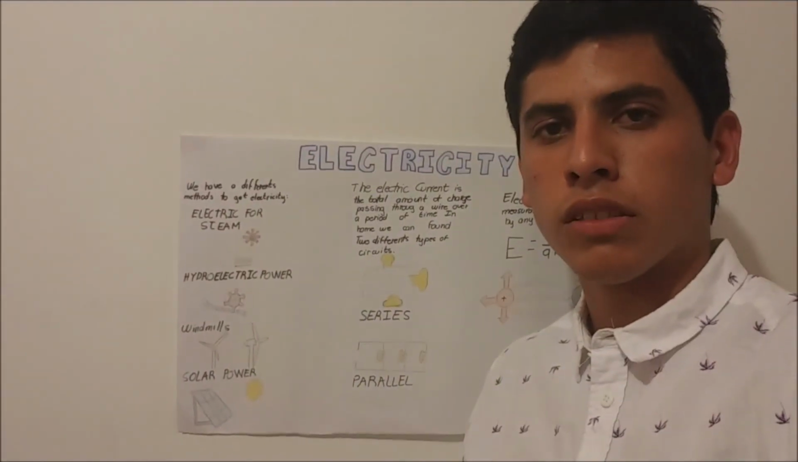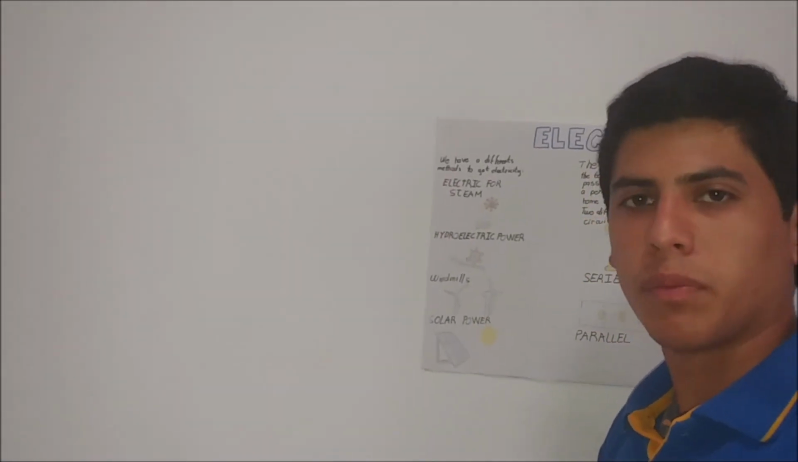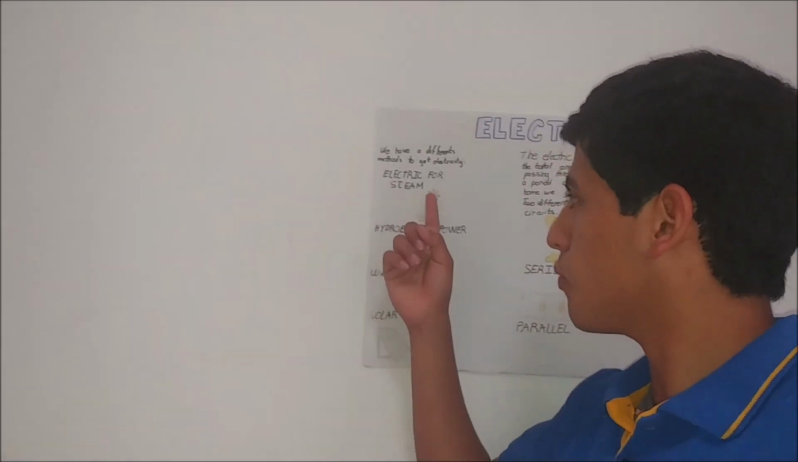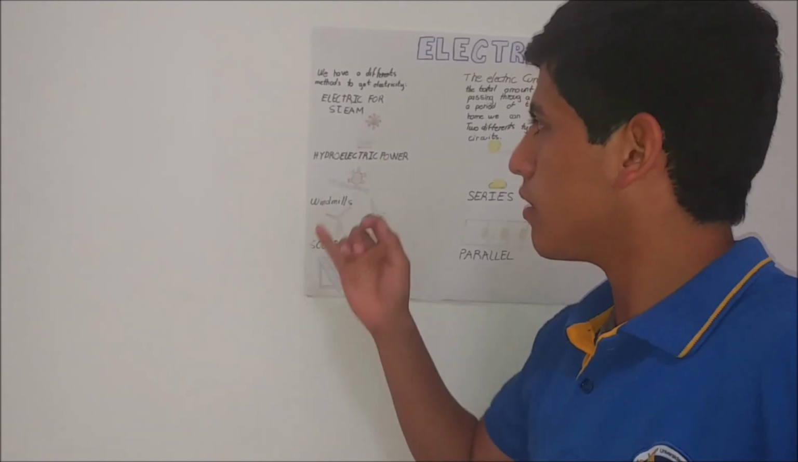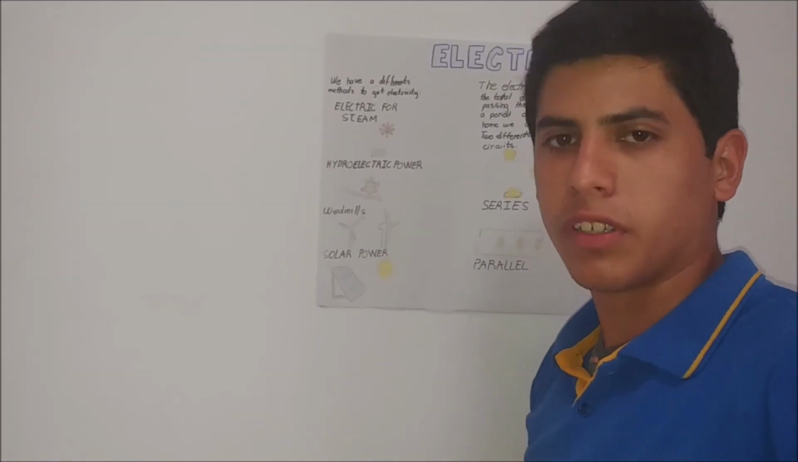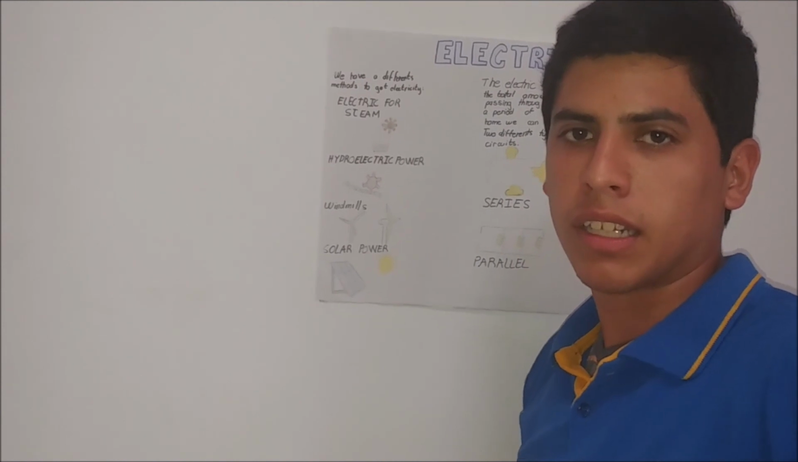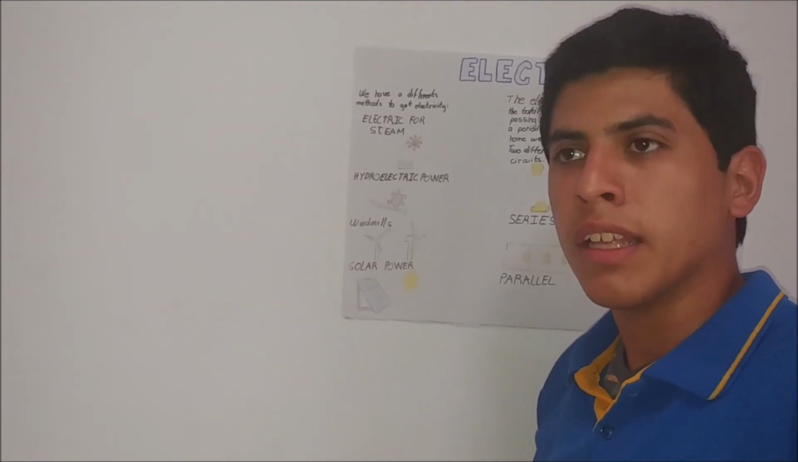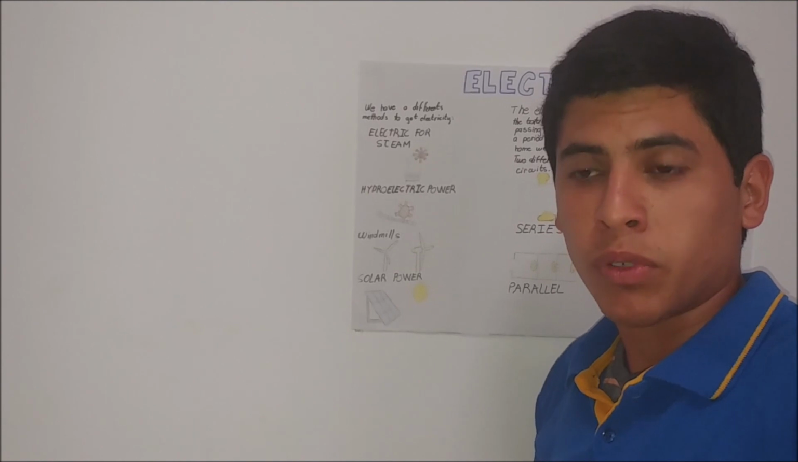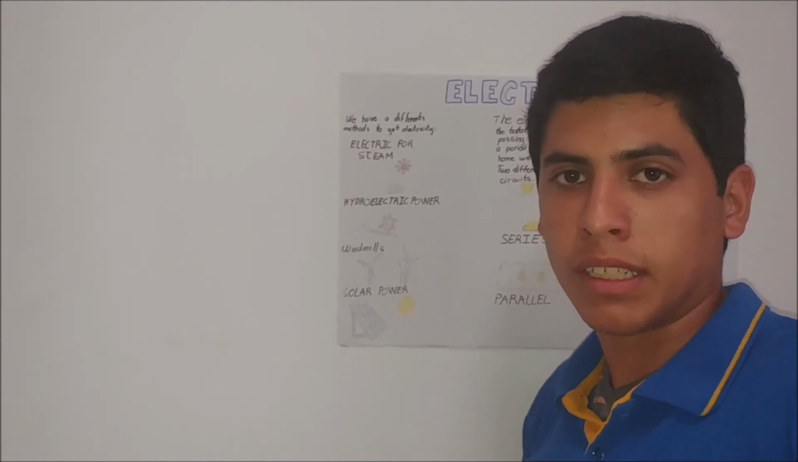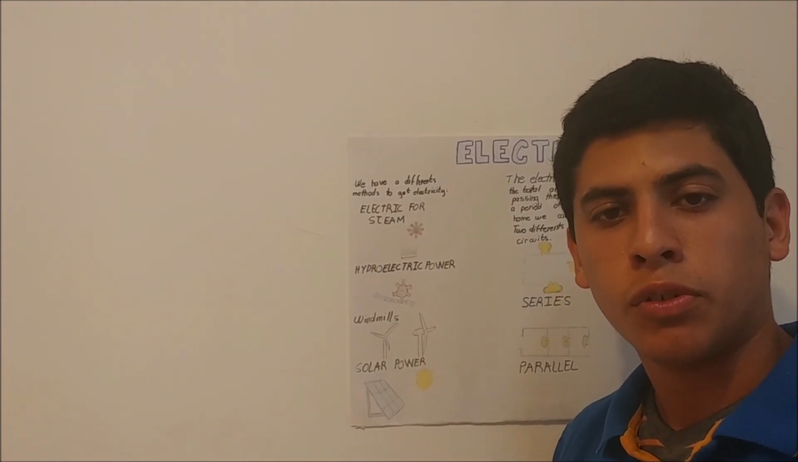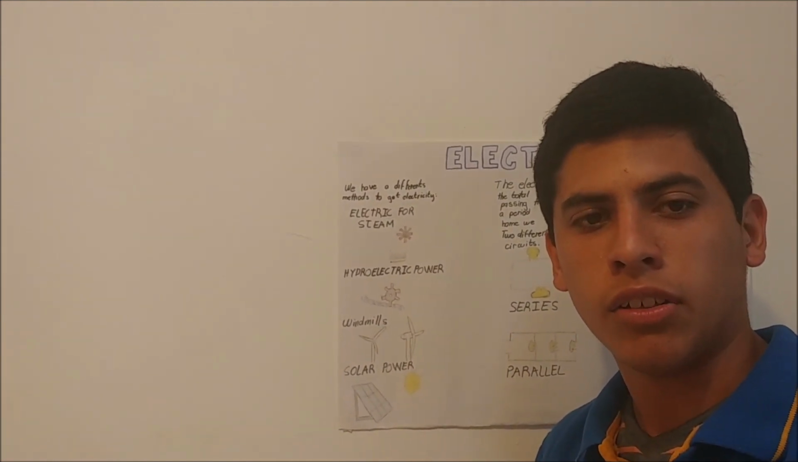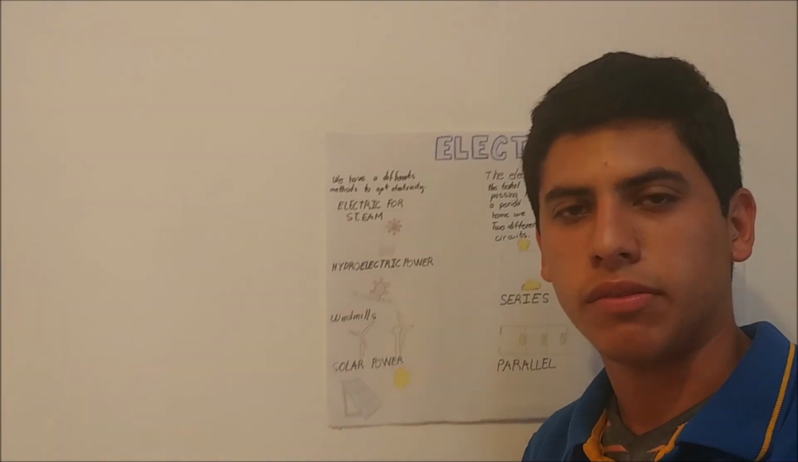In this video I want to explain some things about electricity. We have different methods to get electricity: steam electric power, windmills, and solar power. In steam electricity, we have power plants that generate electricity by burning fuels. The steam generated by the process spins a turbine that generates electricity. In hydroelectric power, we use falling water to rotate the blades of a hydroelectric turbine to make electricity.